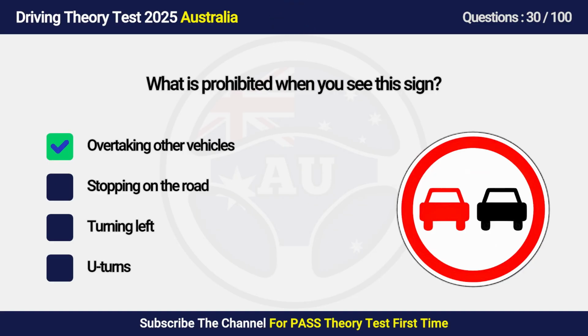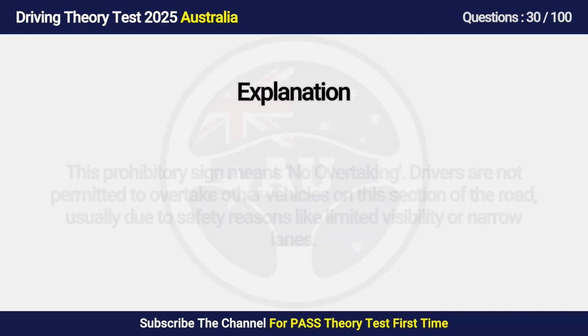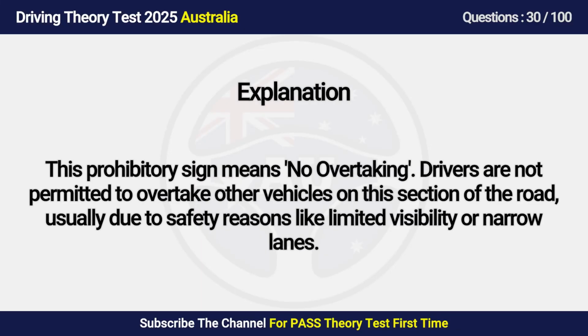Answer is A. Overtaking other vehicles. This prohibitory sign means no overtaking. Drivers are not permitted to overtake other vehicles on this section of the road, usually due to safety reasons like limited visibility or narrow lanes.